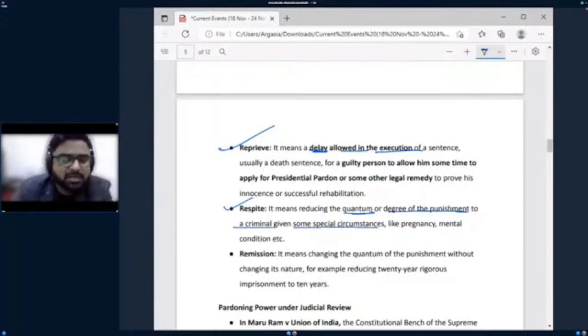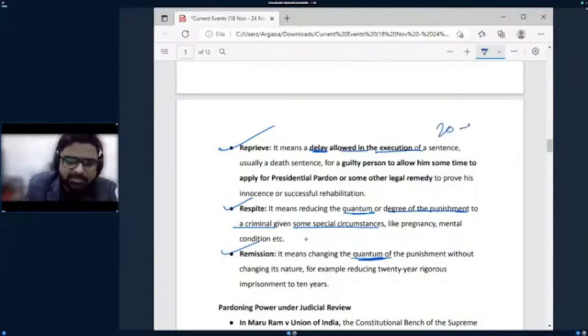Respite means reducing the quantum or degree of punishment given to a criminal in some special circumstances. For example, you got rigorous imprisonment, which involves a lot of labor. But you are pregnant, or your mental condition is not good, or you are physically challenged. In such circumstances, rigorous imprisonment is unjust. In that case, the president or governor changes it from rigorous to simple imprisonment. You will stay in prison but without any rigorous work. Last is remission. In remission, only the quantum is changed. For example, if you got 20 years of punishment, it will be substituted with 10 years, or 10 years with 5 years.